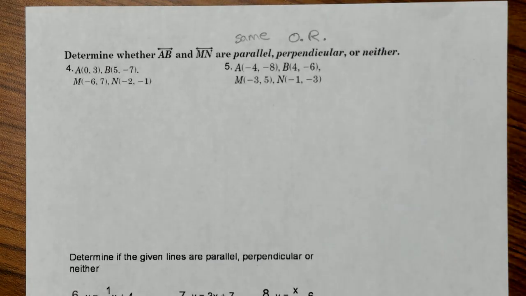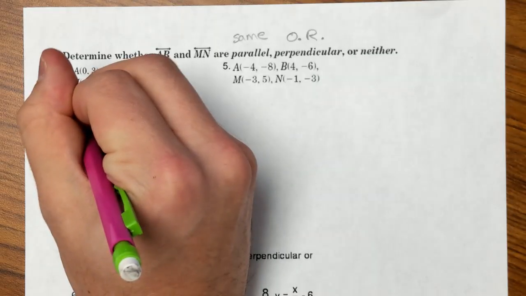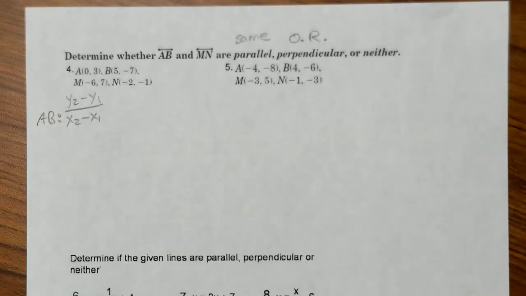So what I first need to do is find the slope of A to B. So I need to do my y sub 2 minus y sub 1 over x sub 2 minus x sub 1. Okay, so I'm just writing down my slope formula.